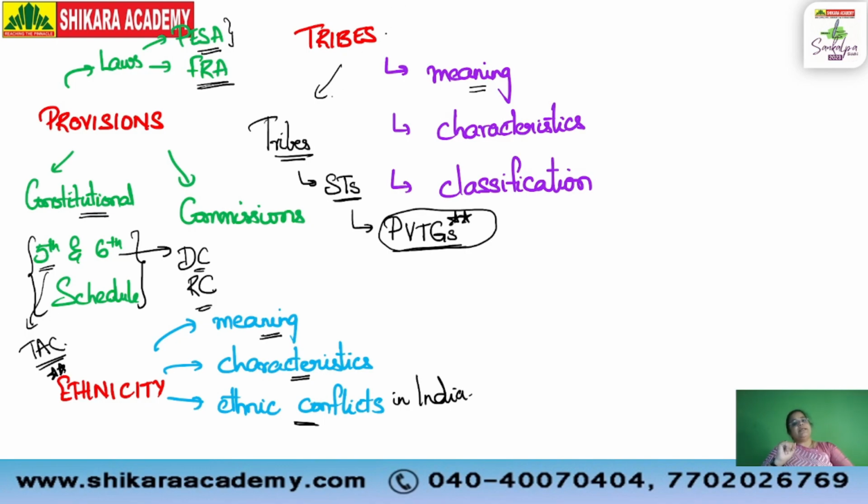Remember, tribes is given under Unit 1 in your syllabus. Provisions related to tribes are given under Unit 3, and ethnicity is a topic listed under Unit 1 of your syllabus. So when you read tribes, you ensure that you cover all this.